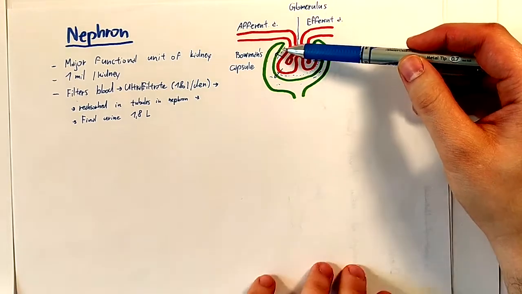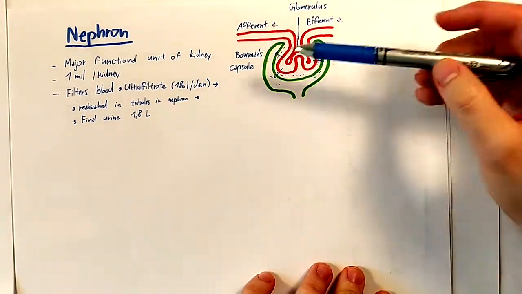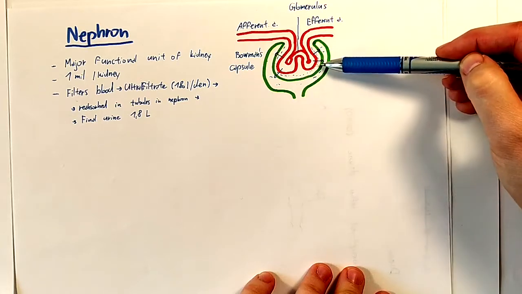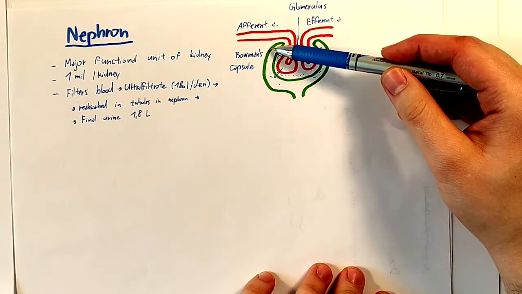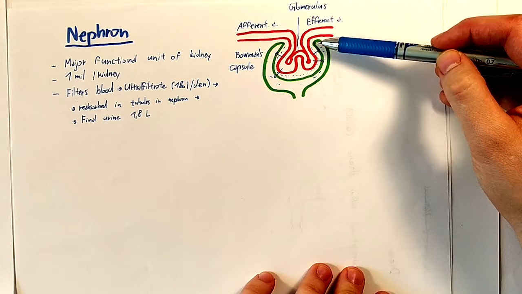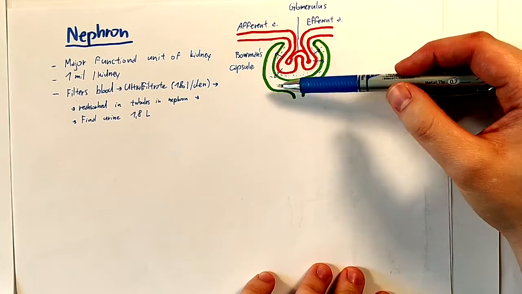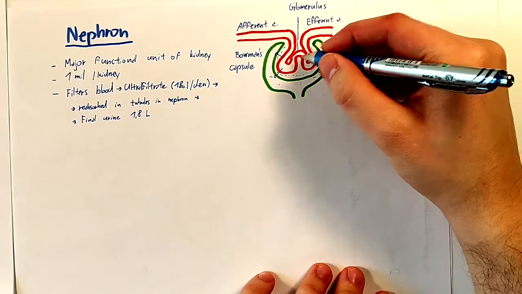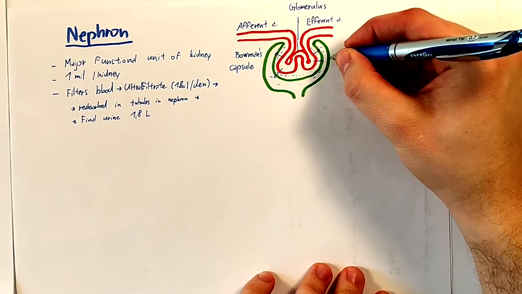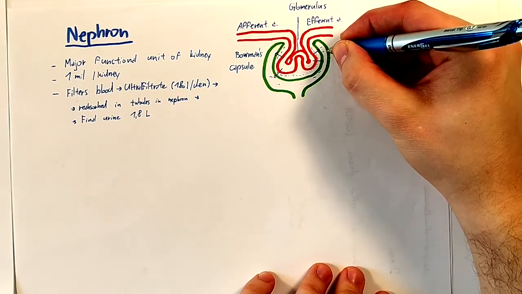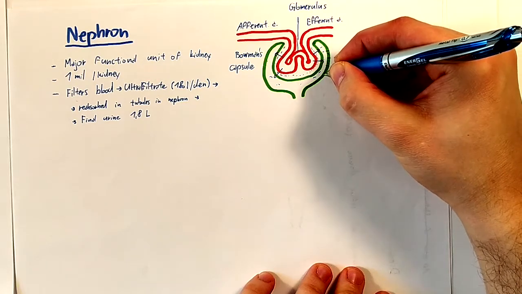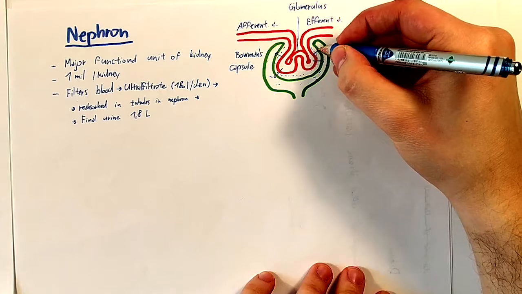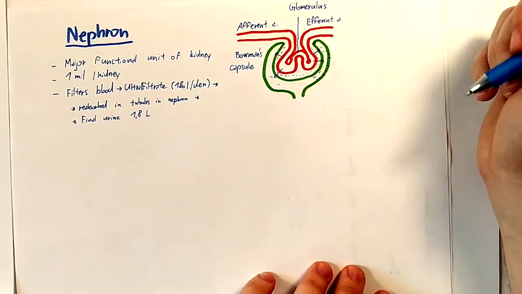For example, you might see that the Bowman's capsule has two layers. One layer adheres to the glomerulus. This would be made up of cells called podocytes. Then you have another layer that sort of surrounds all of the Bowman's capsule. Here I draw just a line, but you definitely can guess that there would be cells, some epithelial cells, lining it. And the same would be for this layer, except here it's way more intricate.